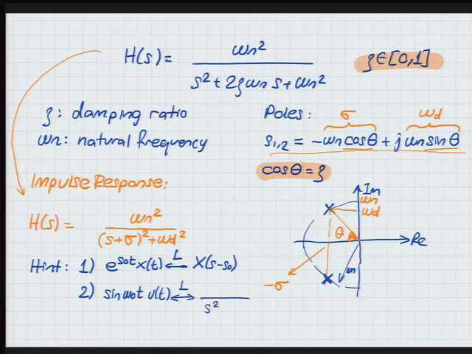S squared plus omega naught squared. Now what goes in the numerator depends on whether it's sine or cosine. When it's sine, you put omega 0. When it's cosine, you put s. You were close, but you mixed it up. That's okay. You have 2 more weeks to get that right.